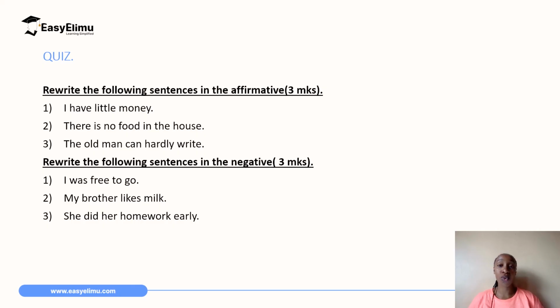So I can do one, then you attempt to do the rest. For example, the last question of the first part: the old man can hardly write. So remember, we have said that there are other words that can be used in the negative apart from not, and this is one of them, hardly. So if I rewrite that sentence to the affirmative, it becomes the old man can write. In the negative, the old man can hardly write, or the old man cannot write.